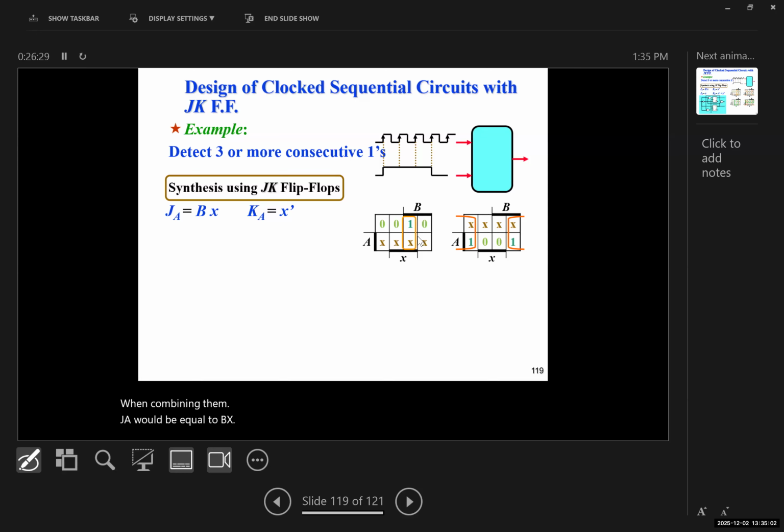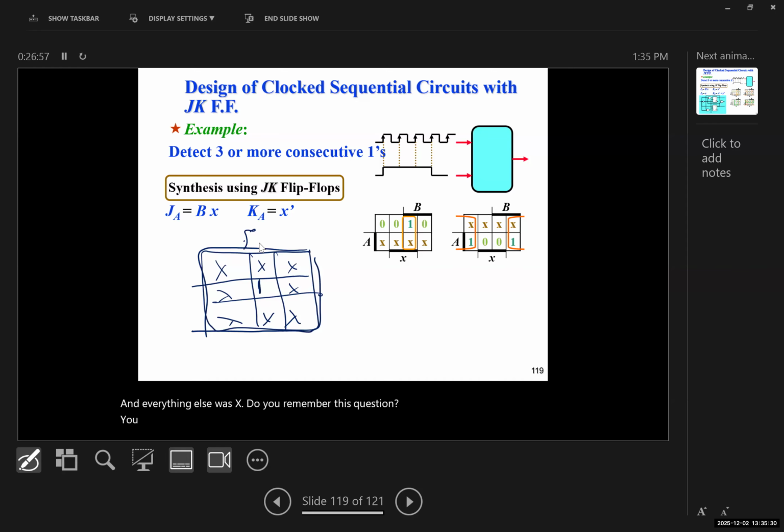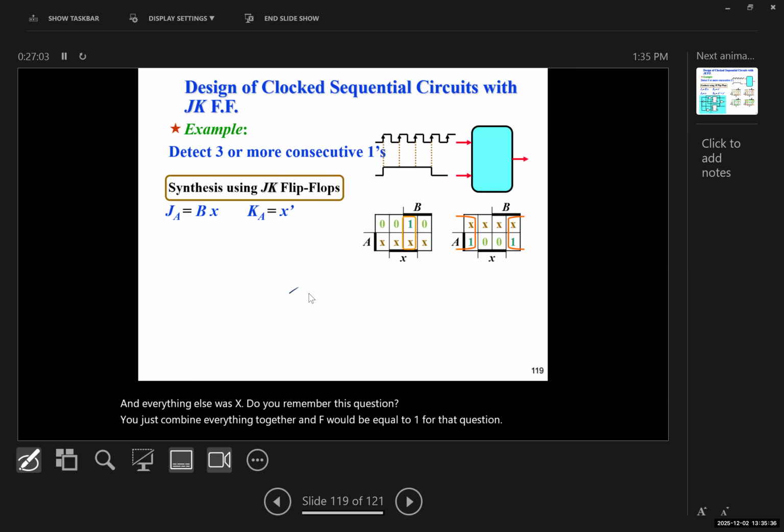And why didn't I combine these together? Don't care, so you don't even need to put it. And by the way, let's go back to one of the questions that you had in the exam, and a lot of students got it wrong. The question was like this. You had a 1 in the middle, and everything else was an X. Do you remember this question? Yes. You just combine everything together, and F would be equal to 1 for that question. So if everything else was X, I could just put JA as 1. But here I can't, because I can't combine all the don't cares without a 1.